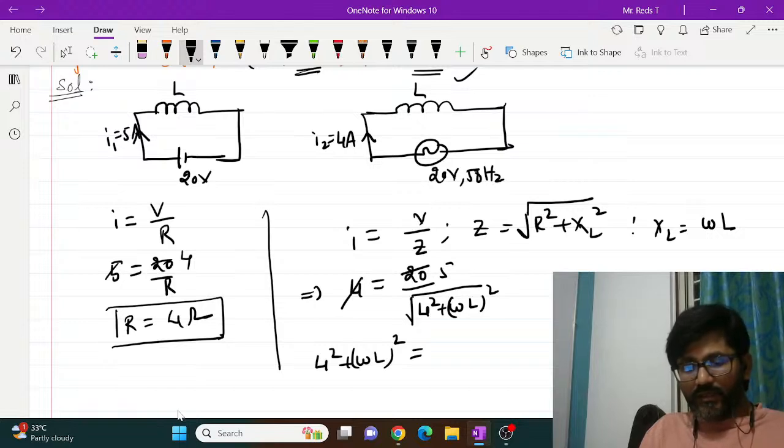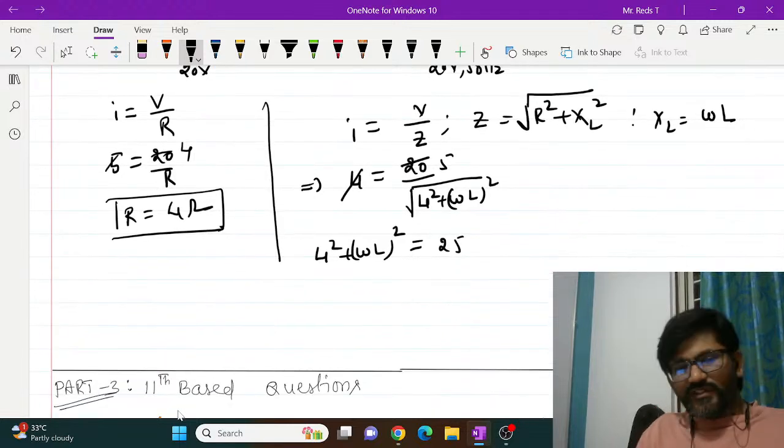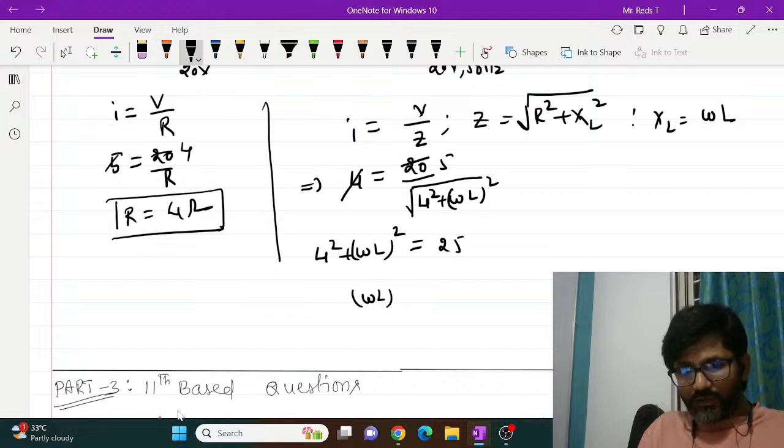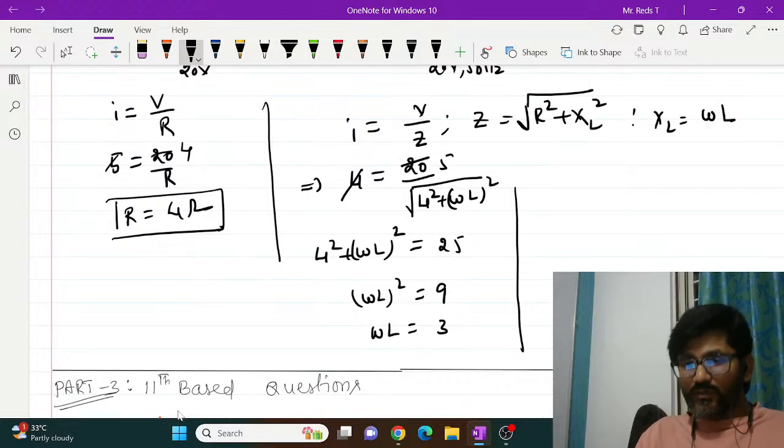If you square on both sides, we'll get 25. So 4 square is 16, and hence omega L whole square is equal to 25 minus 16, which is 9. So if you send the square to the right side, omega L becomes root 9, which is 3. Further, you want L, so L is equal to 3 by omega.